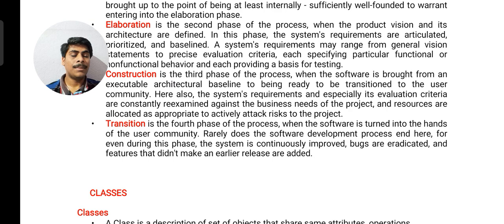And this is a brief explanation about the architecture of UML and the software development life cycle.